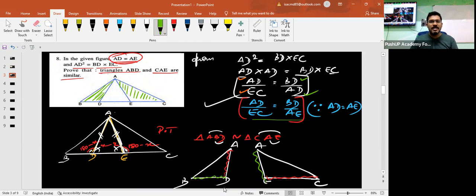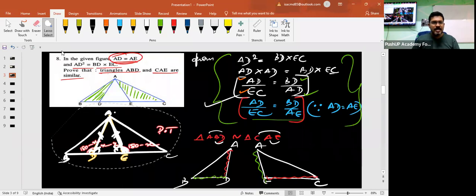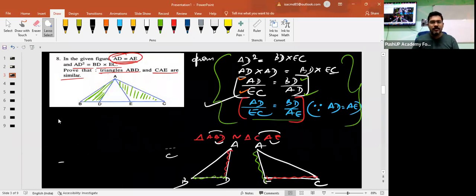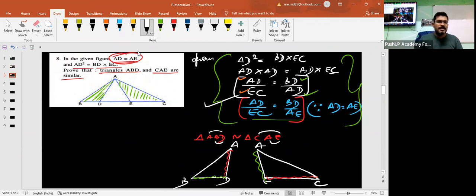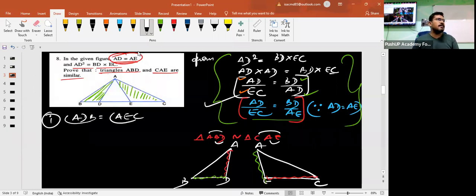Right? So now let us start writing the statement and the reasons. Did you all note this down? Very important point. Okay. So now I will erase this diagram and start solving it. What is your first statement? Your first statement is angle ADB is equal to what? Angle AEC. Right? Angle AEC.